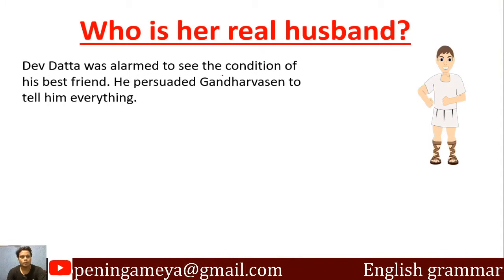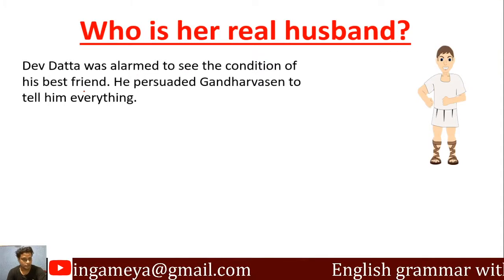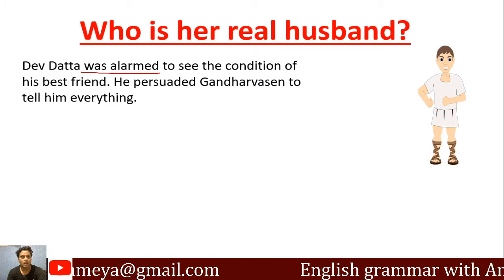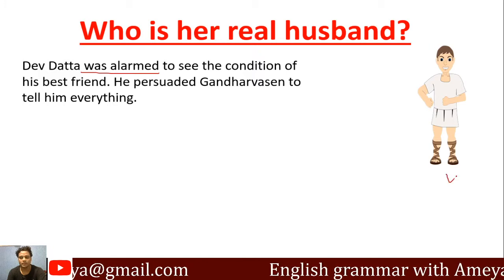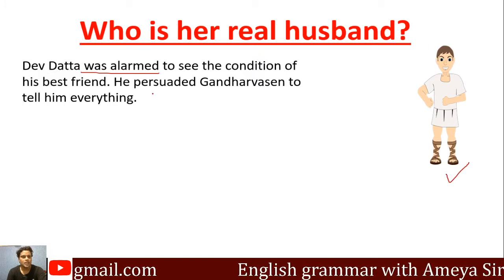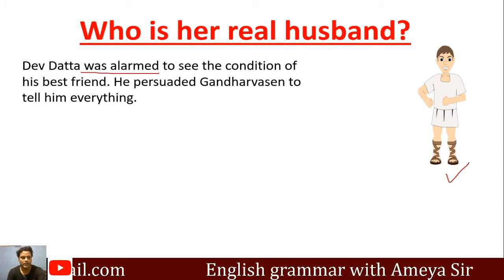Devadatta was alarmed to see the condition of his best friend. He was what? He was alarmed. This is our character Devadatta. He persuaded Gandharvasen to tell him everything.